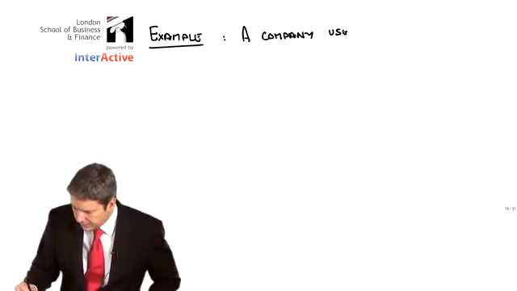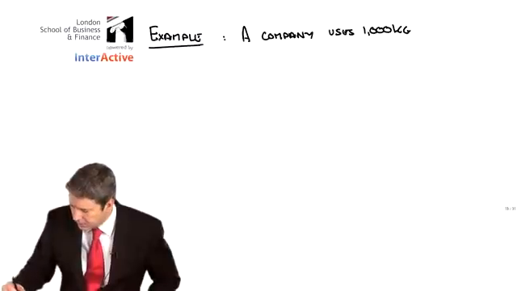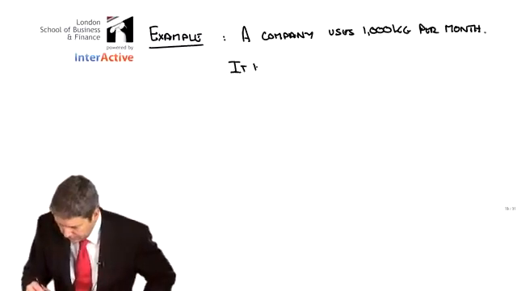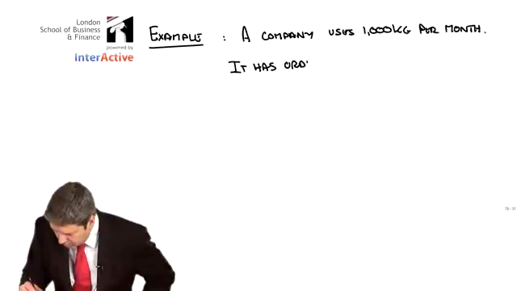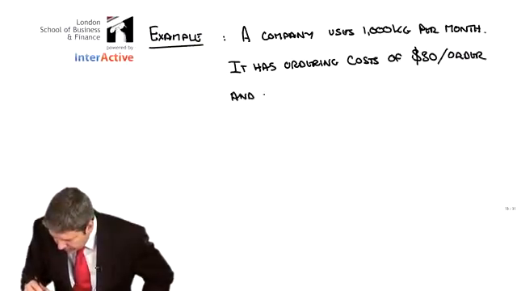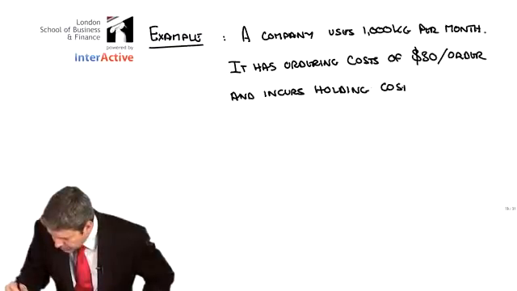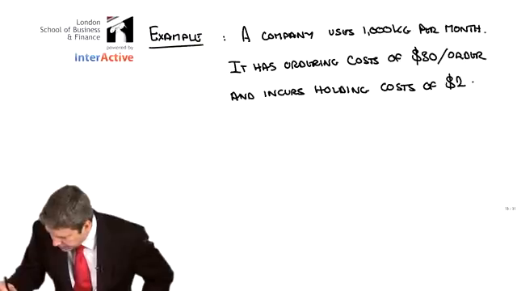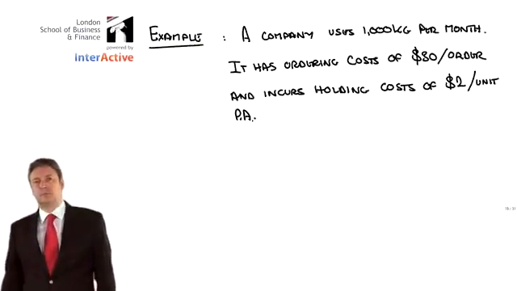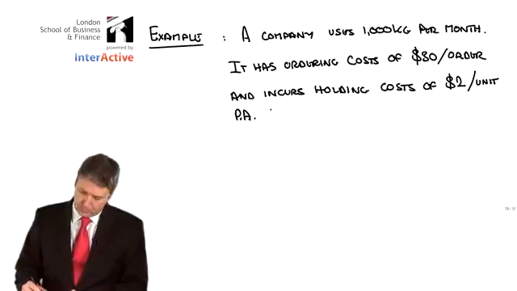A company uses 1,000 kilos per month. It has ordering costs of $30 per order and incurs holding costs of $2 per unit per annum. Required.